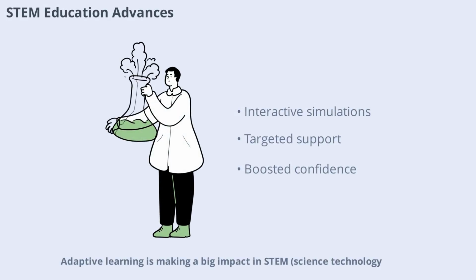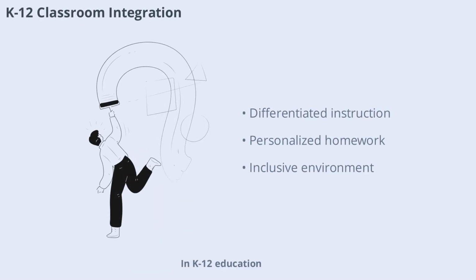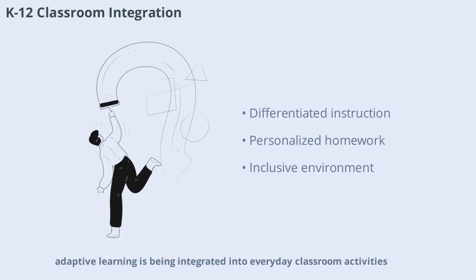ages. Adaptive learning is making a big impact in STEM, science, technology, engineering, and math education. Platforms offer interactive simulations, adaptive problem sets, and instant feedback, helping students build strong foundations in complex subjects. By identifying misconceptions early and providing targeted support, adaptive systems boost confidence and achievement in STEM fields, preparing students for future careers.